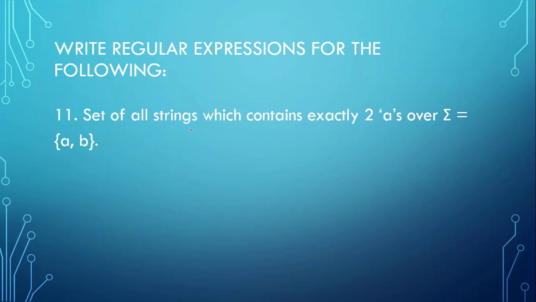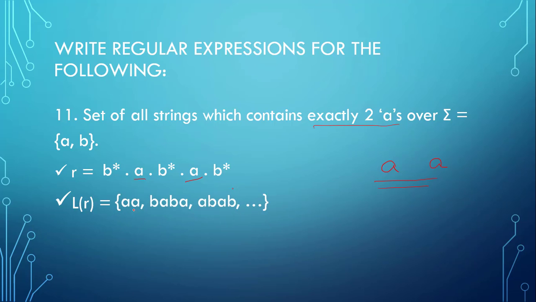It says, set of all strings which contains exactly two A's over the input A, B. In the previous session's last question, we had seen at least two A's in our regular expression. So here it says exactly two A's. That means we cannot have more than two A's in our expression. So we will have to surround our A's with B's so that our regular expression will be accepted if there are exactly two A's in our regular expression. So let us see the L of R which will get generated using our regular expression. Minimum valid string that will get accepted will be AA, then BA, BA, AB, AB and so on.